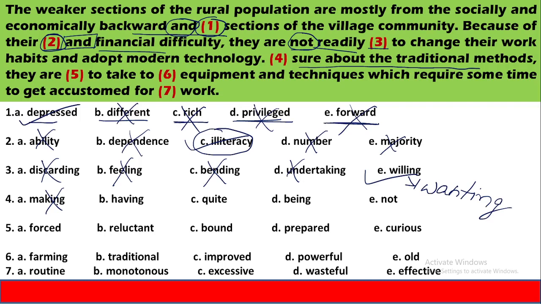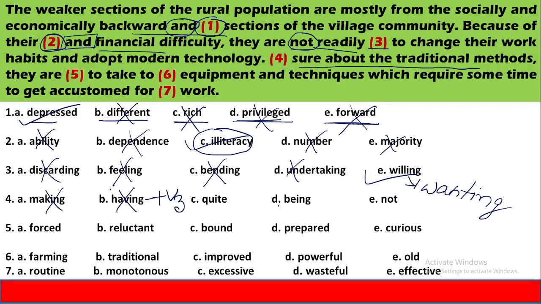Use the word in every possible manner: making sure about something, or making somebody sure about something. In none of the cases is this option matching. So definitely I will not go for this option. Having sure about: having is often followed by the third form of the verb, like having gone, having been said, but there is no word coming before sure. So this option will also not be suitable.